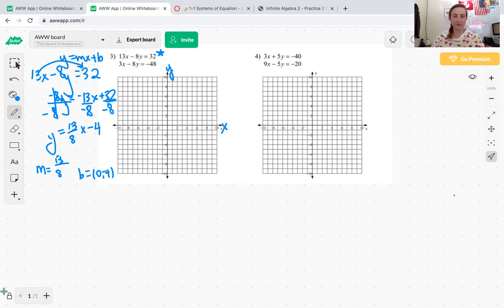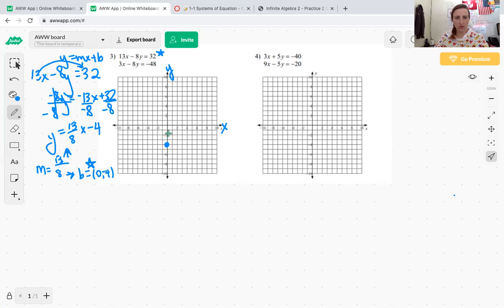Alrighty. So what we've got to do first is begin with b. So we always begin with b. So we go to 0 and then down to negative 4. 1, 2, 3, 4. There we go. And our slope is positive 13 over 8. So that means we're going to go up 13 and then right 8.